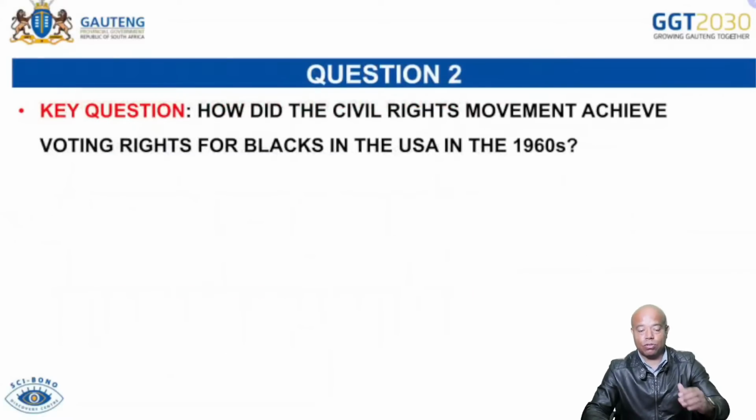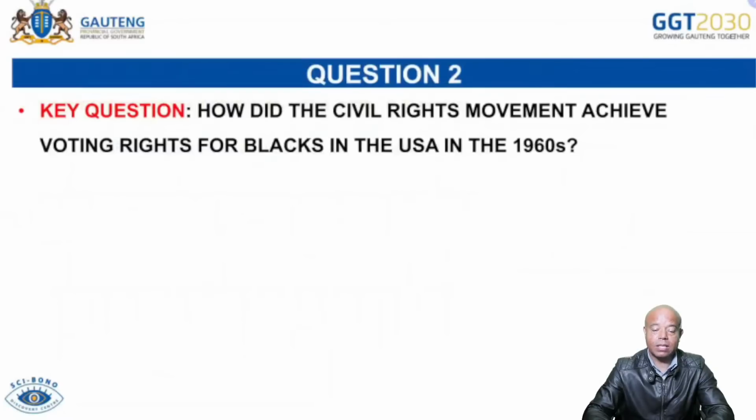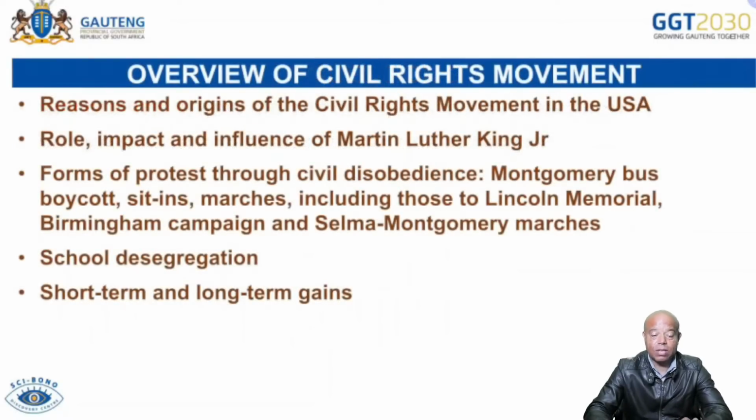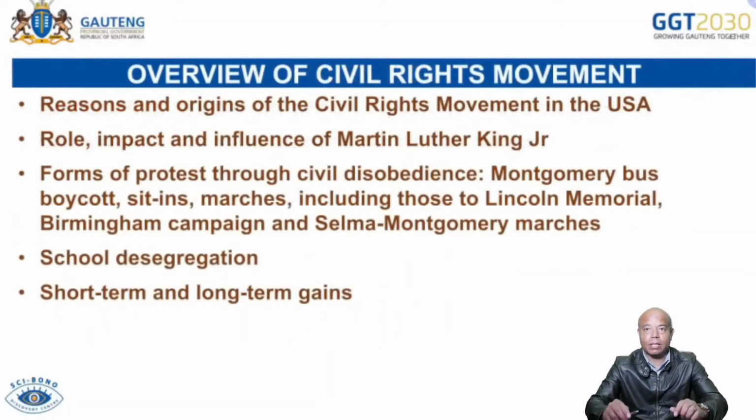Now let's go to question 2. So how did the civil rights movement, it is basically question 3, not question 2. Please take note, learners, it is question 3. How did the civil rights movement achieve voting rights for blacks in the USA in the 1960s? That's the key question. So let's go to the content of this particular question.